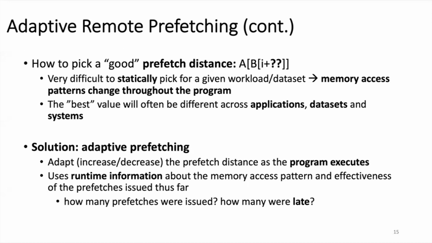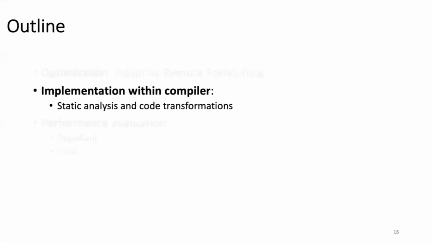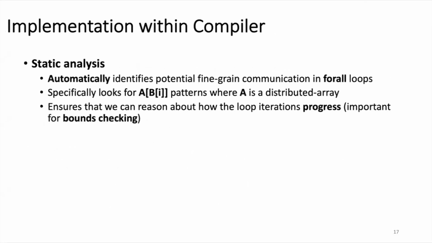There's a lot more detail that goes into it that I won't have time to present here. But moving on, I want to speak briefly about how we can do this within a compiler. So again, the point is applying this optimization automatically will allow us to not have to sacrifice any productivity benefits that Chapel provides from manually modifying our code.